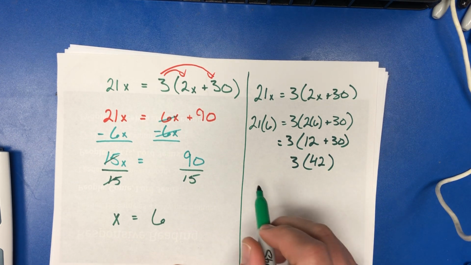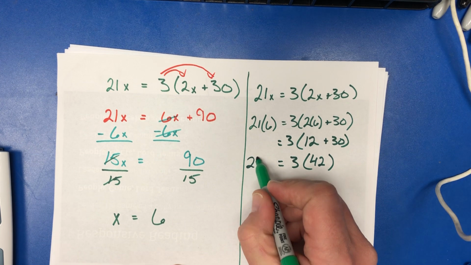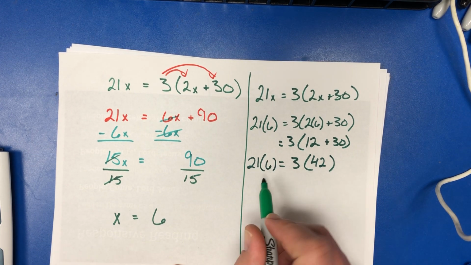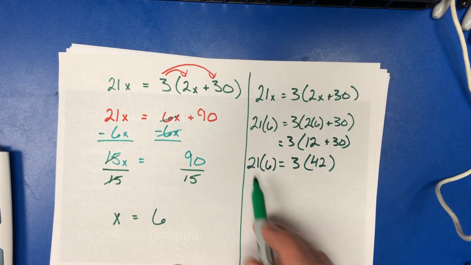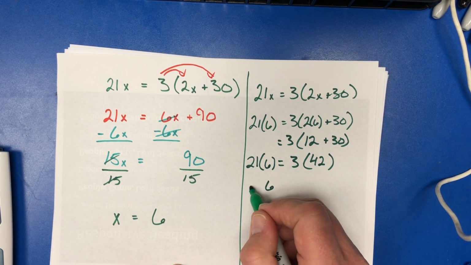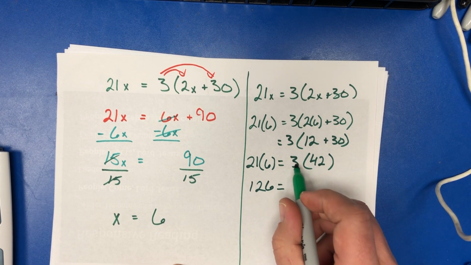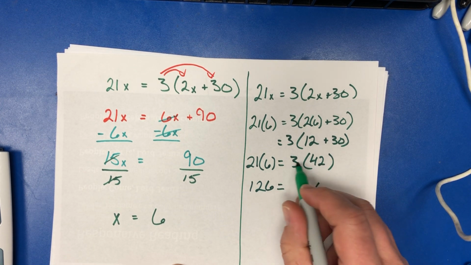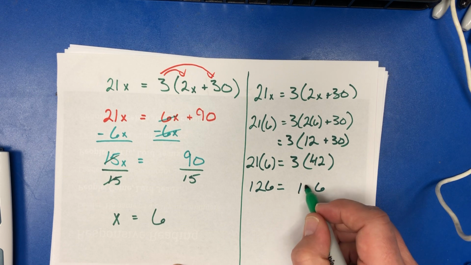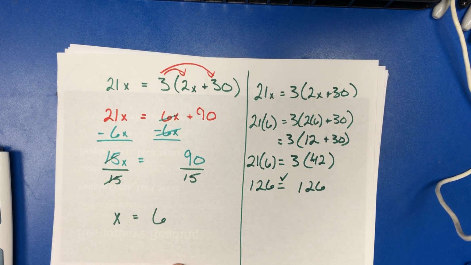times 3. And I'm going to bring this down then. 21 times 6. 6 times 1 is 6. 6 times 20 is 120. So it's 126 is equal to 3 times 2 is 6. 3 times 40 is 120, so it's 126 is equal to 126. It checks out. 6 is the value of my variable.